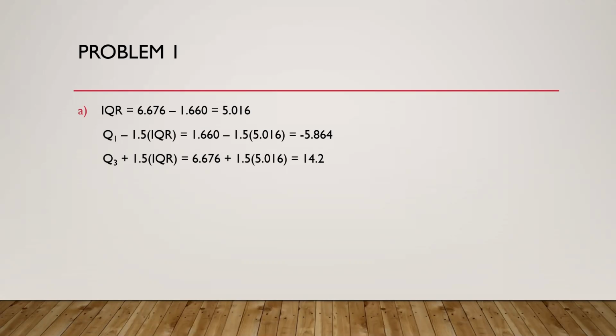Now, once we've computed those two numbers, we look at our set of data. If anything is less than negative 5.864, it's an outlier on the low side. But of course, we didn't have any negative numbers. These are, after all, populations. So no outliers on the lower side. But on the upper side, there were 4 values that were greater than 14.2. All 4 of those would be considered outliers. Those are from 4 states with a very high population.